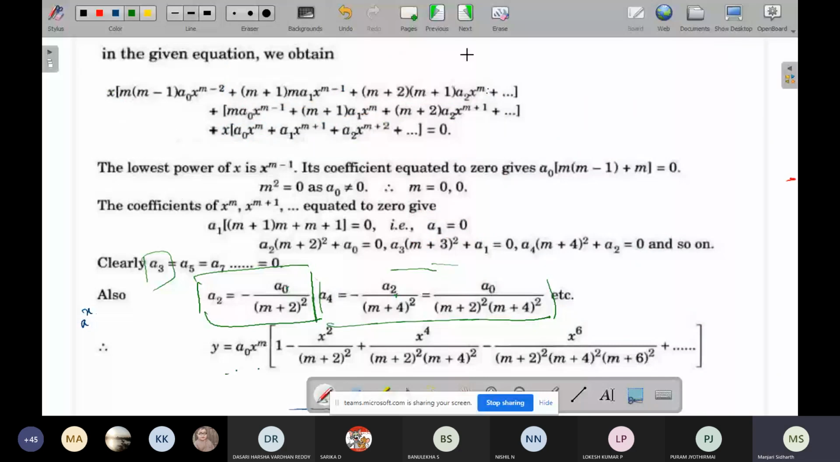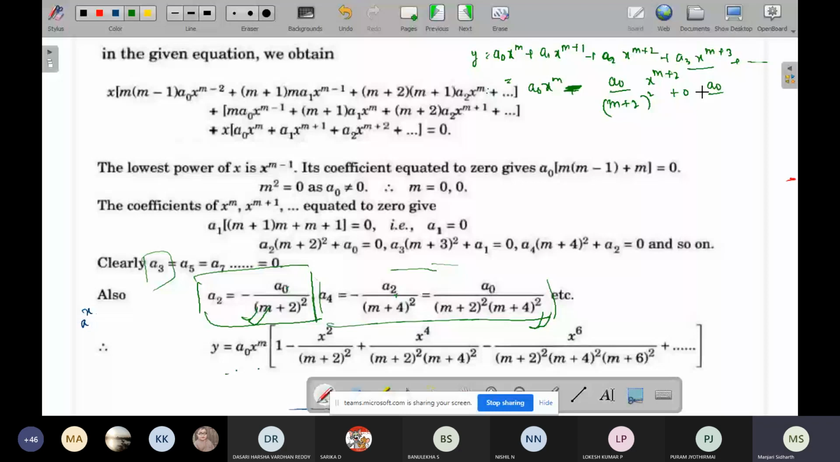Y was this: A0 x power m, A1 x power m plus 1, A2 x power m plus 2, A3 x power m plus 3, and so on. That means A0 x power m, right? A1 is 0, A2 value is in terms of A0. That means this. So I'll take minus here, A0 over m plus 2 whole square and x power m plus 2. Similarly, A3 was 0. Then value of A4 is here. So I'll write A0 over m plus 2 whole square, m plus 4 whole square, and x power m plus 4, and so on.